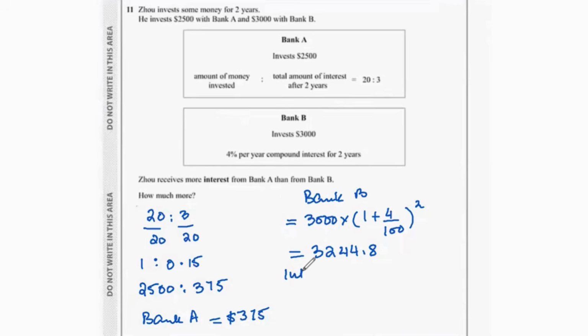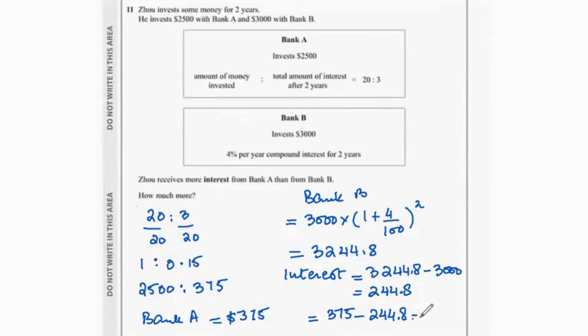So for the interest, we subtract this from 3,000. That gives us 244.8. So to calculate the difference, like how much more Bank A is giving, we will subtract 375 and 244.8, which gives us a value of $130.2. That is the difference in the interest earned from Bank A and Bank B. So this is how much more Bank A is giving.